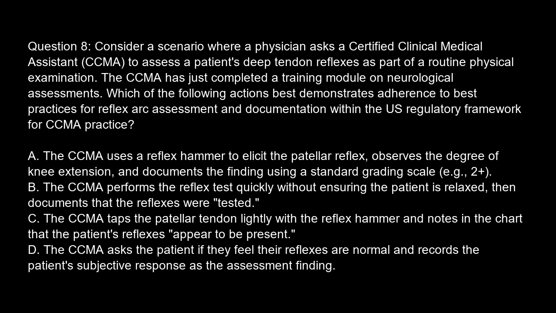Option A. The CCMA uses a reflex hammer to elicit the patellar reflex, observes the degree of knee extension, and documents the finding using a standard grading scale, e.g., 2+. Option B. The CCMA performs the reflex test quickly without ensuring the patient is relaxed, then documents that the reflexes were tested. Option C. The CCMA taps the patellar tendon lightly with the reflex hammer and notes in the chart that the patient's reflexes appear to be present. Option D. The CCMA asks the patient if they feel their reflexes are normal and records the patient's subjective response as the assessment finding.